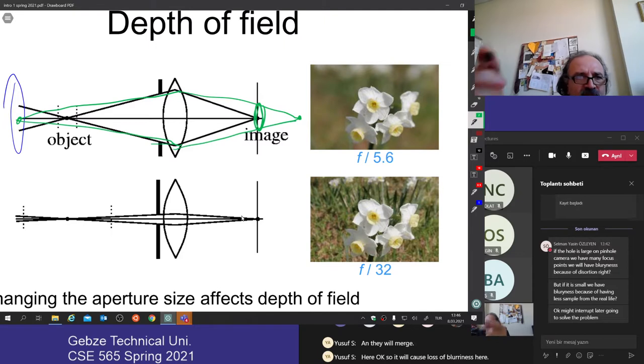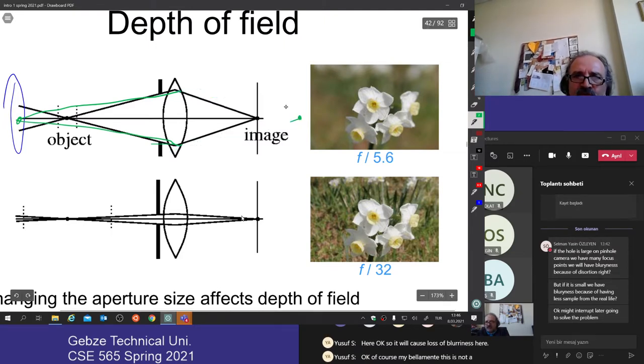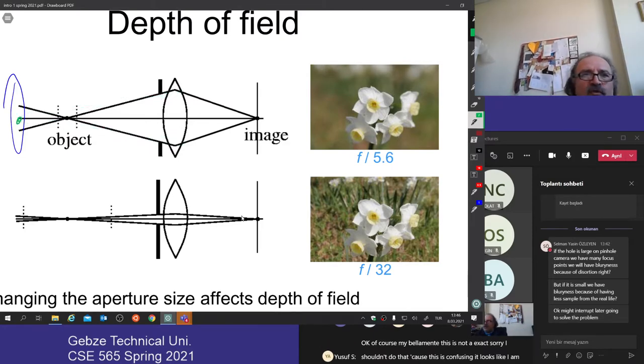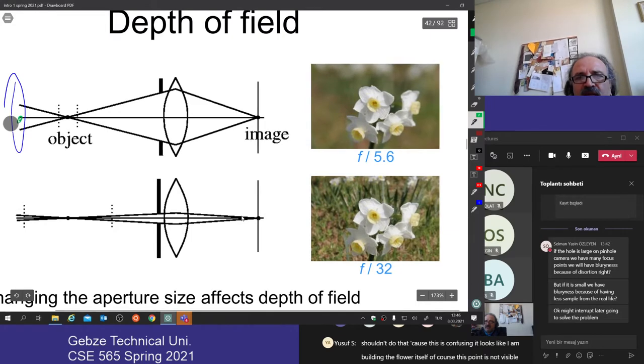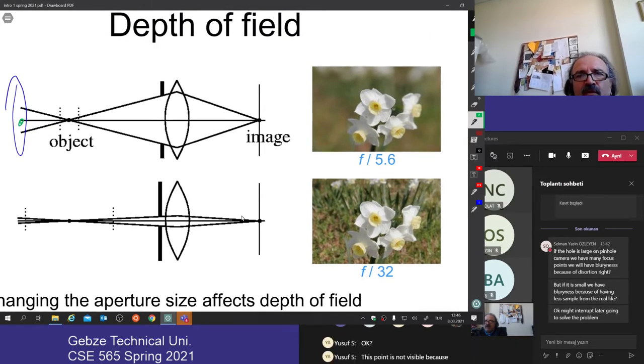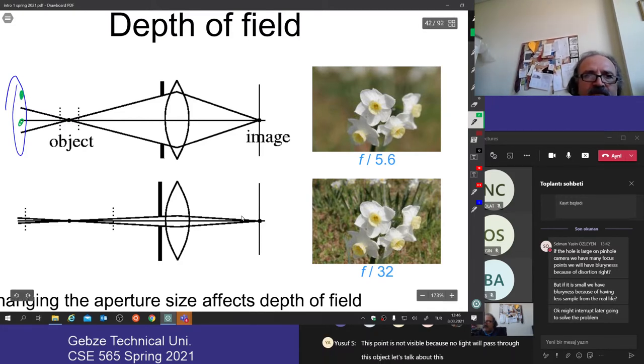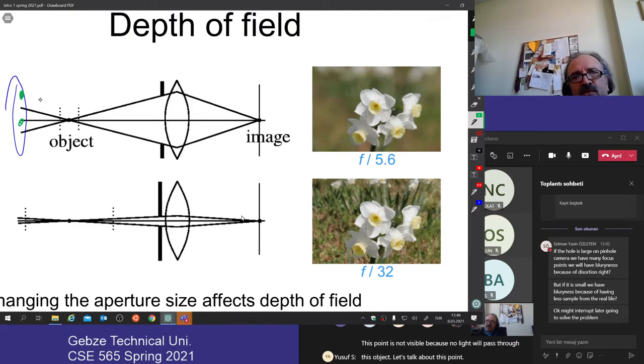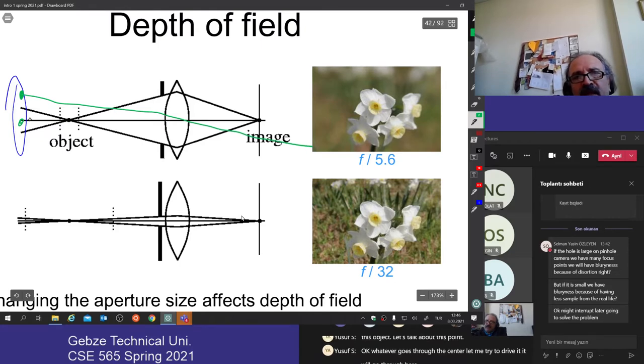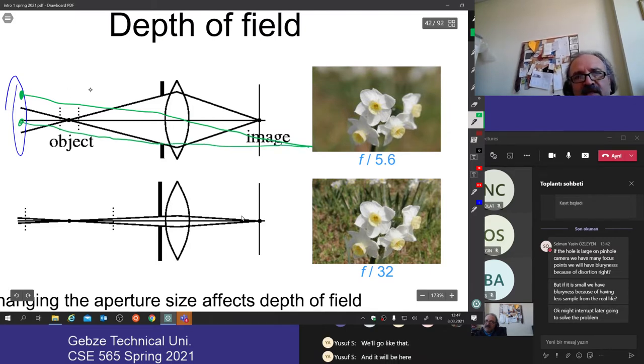Of course, this is not exact, sorry, I shouldn't do that because this is confusing. It looks like I am blurring the flower itself. Of course, this point is not visible, because no light will pass through this object. Let's talk about this point. Whatever goes through the center, let me try to draw it, it will go through, and this one will go like that, and it will be here. Sorry, I am making a mistake again.